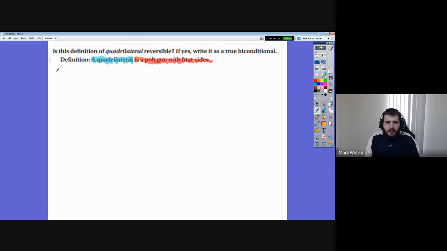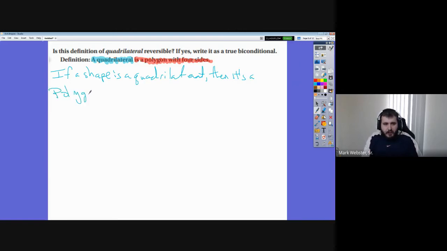And then let's write it out as our statements. If a shape is a quadrilateral, then it's a polygon with 4 sides. Yeah, right? Shape is a quadrilateral, then it's a polygon with 4 sides. Well, that's true, right? Quadrilateral means 4 sides, so we're good here.